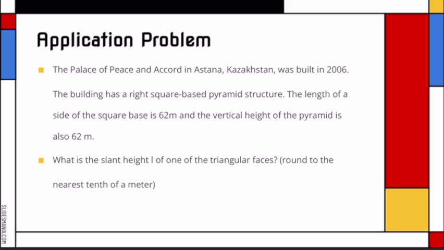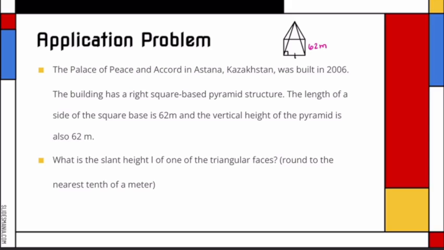So the Palace of Peace and Accord in Astana, Kazakhstan was built in 2006. The building has a right square base pyramid structure. Okay, so a pyramid is obviously a 3D shape. And if you think of like the Pyramid of Giza or all of the pyramids in Egypt, right? In this case, the pyramid in Kazakhstan has a square as the base. And all of the corners of your pyramid essentially line up on one place like that. Okay, so that's the pyramid right there in Kazakhstan.